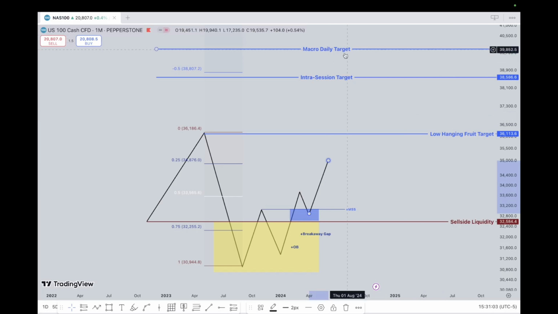So in short, you're going to have some form of a low hanging fruit. You have some form of a 15-minute or a 1-hour target above, which is going to be your intra-session target. And then you're going to have the macro daily target, which is going to be some form of liquidity or inefficiency, which you want to see for the entirety of the day.